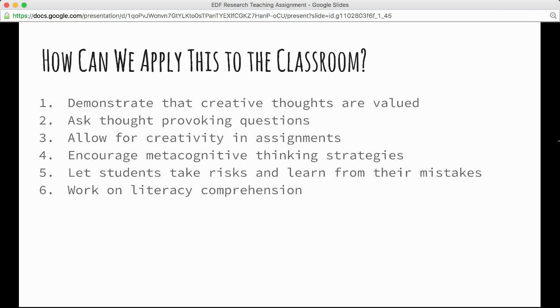So how can we apply this to the classroom? We can demonstrate that the creative thoughts that our students have are valued and ask thought-provoking questions to intrigue our students. Allow for creativity in their assignments beyond just answering a question for A, B, C, or D. Encourage metacognitive thinking strategies, and let students take risks and learn from the mistakes, as well as, mentioned earlier, working on literacy comprehension, which goes back to an example of creating how-to books.